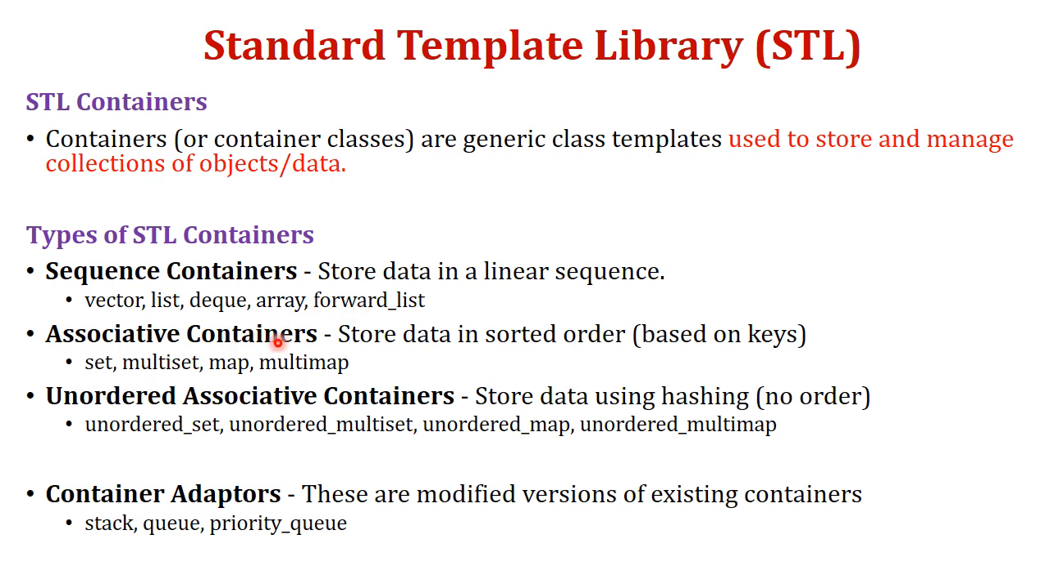The next one is associative container. It means it stores the data in sorted order based on the key. For example, set, multiset, map, and multimap. The next one, unordered associative container. It will store the data using hashing, but there is no order. So here, for example, unordered set, unordered multiset, unordered map, and unordered multimap.